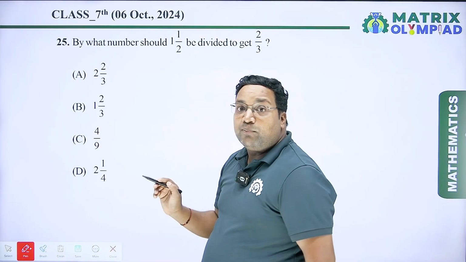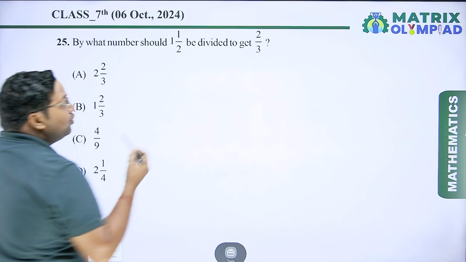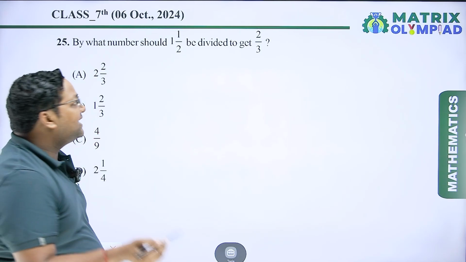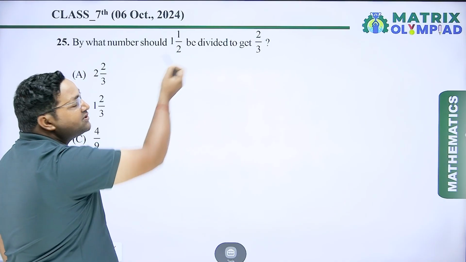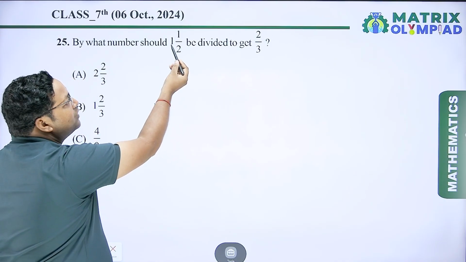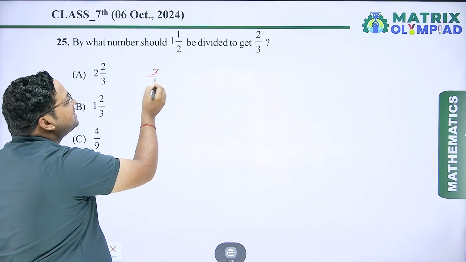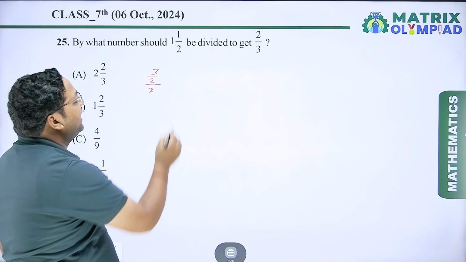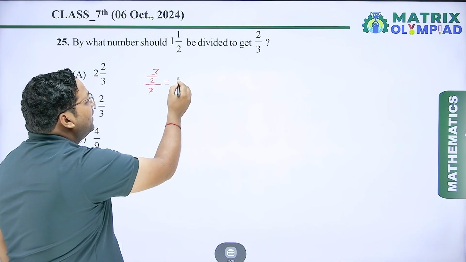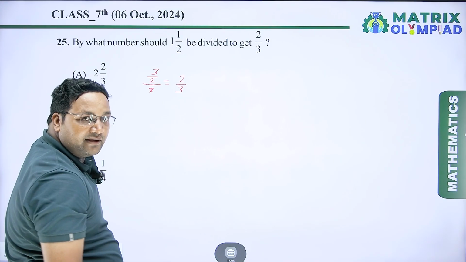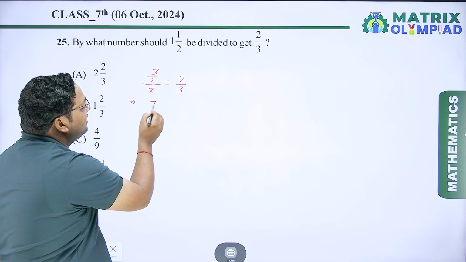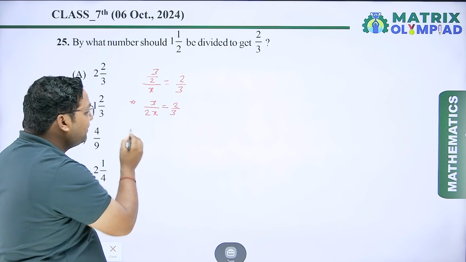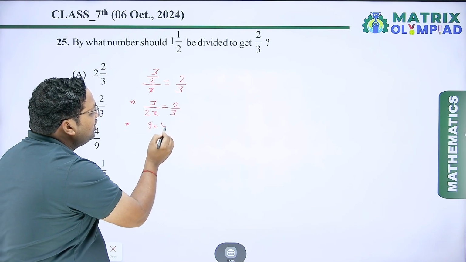Question number 25. By what number should 1 and 1 by 2 be divided to get 2 by 3? So let's assume the number is x. So first we have to convert this mixed fraction into an improper fraction. So it is 2 into 1 is 2, 2 plus 1 is 3. So it is 3 by 2. And let's assume we divide by x. So it is 3 by 2 upon x is equal to 2 by 3. Now solving this, we will get 3 upon 2x is equal to 2 upon 3. Next cross multiply. So it is 9 is equal to 4x.